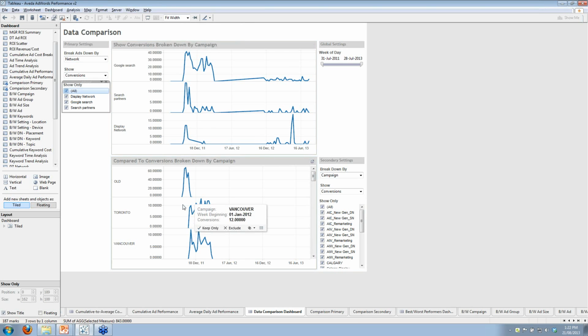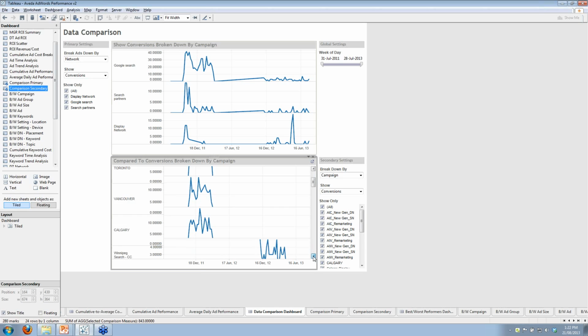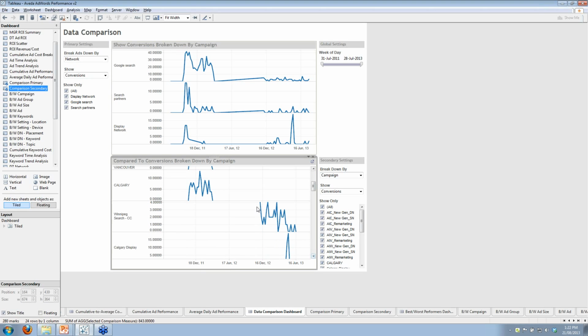But as you look over time, you can see that a new campaign launched and started contributing toward those conversions. It looks like 2 campaigns launched at the same time, and you can see what their contribution was. Actually, it looks like there are 3 campaigns. Then those campaigns ended, and a new campaign was launched. So you can see how those contribute.